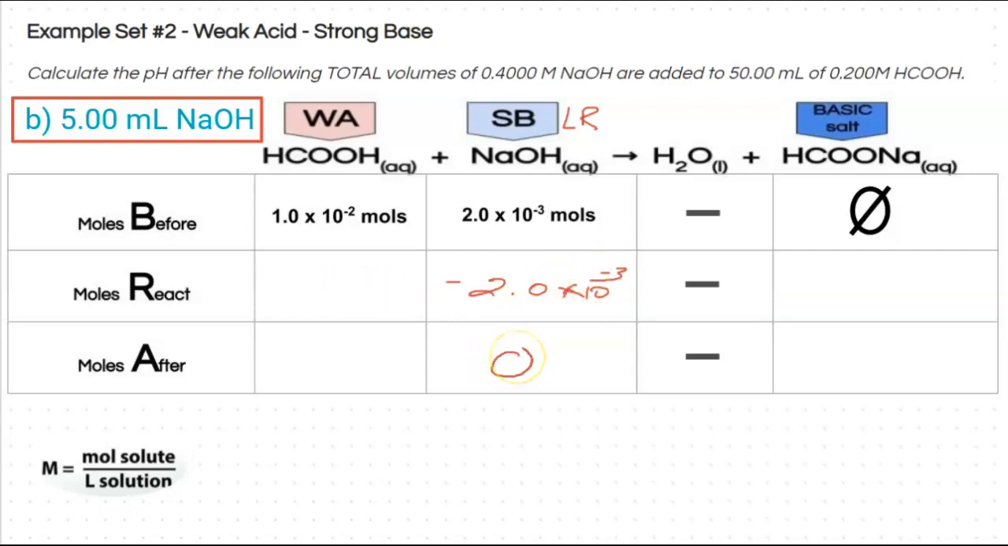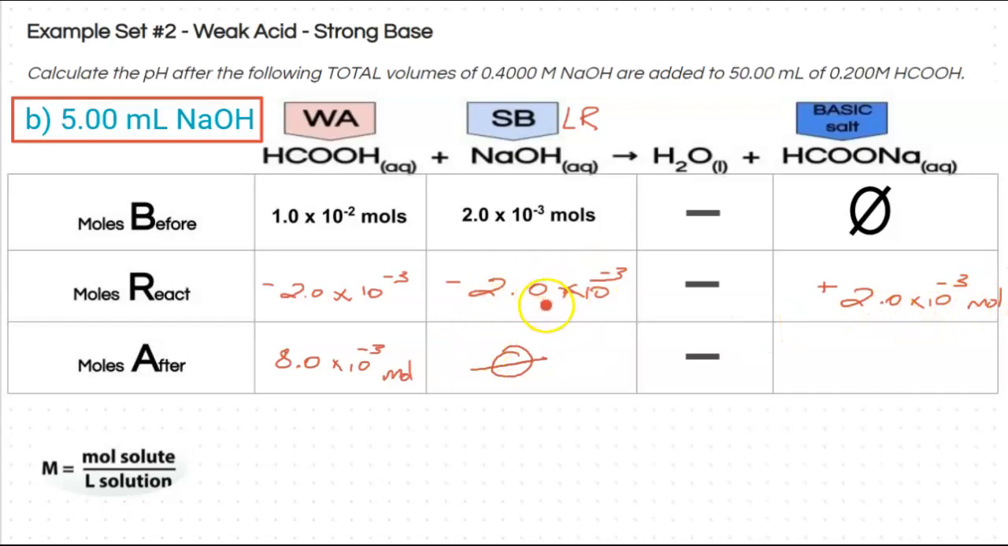And I'm going to have no sodium hydroxide when I'm finished. And I'm going to use up the same amount of my acid because it is a 1-to-1 ratio. So when I'm finished, after the reaction is completed, I'm going to have 8.0 times 10 to the negative 3rd moles of my acid left over. And I'm going to form 2.0 times 10 to the negative 3rd moles of my anion.